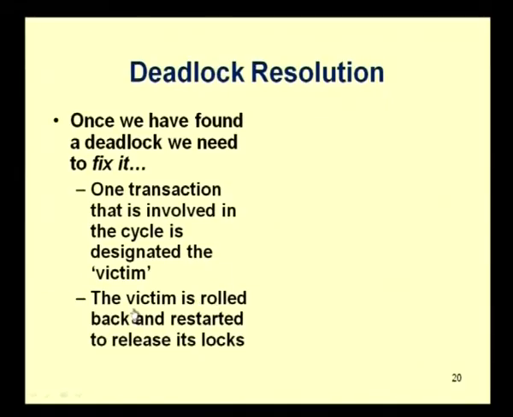So, T1 and T2 are waiting for each other. One of them has to give up or become a victim. The victim is rolled back and restarted so that the locks are released. So, how to choose a victim? For example, in the previous case, how to choose between T1 and T2?